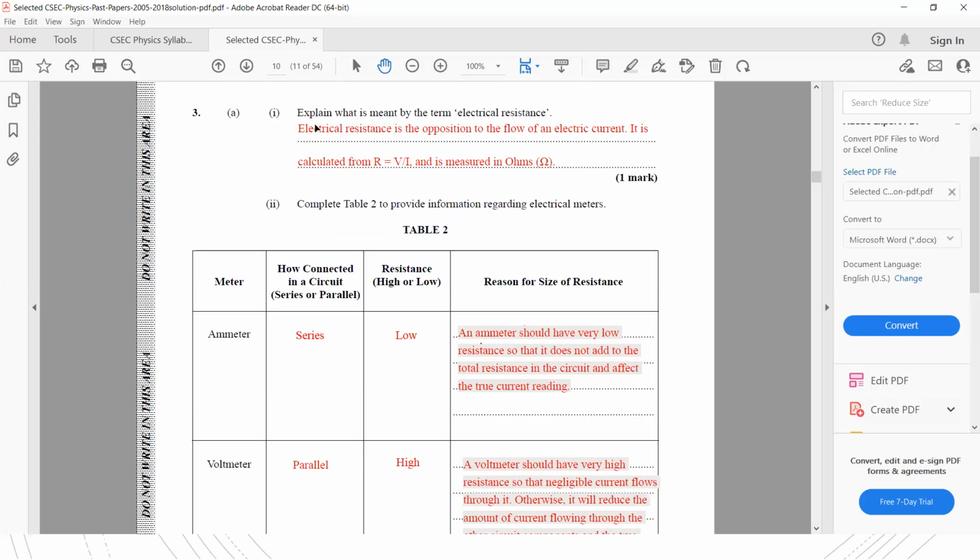All right, this one is an electrical question. What is meant by electrical resistance? Now, electrical resistance would be the opposition to the flow of electric charges or flow of electric current. 1 mark. You do not necessarily have to state how it is calculated. You could also say it is a ratio. It's the ratio of the potential difference to the current. Right?